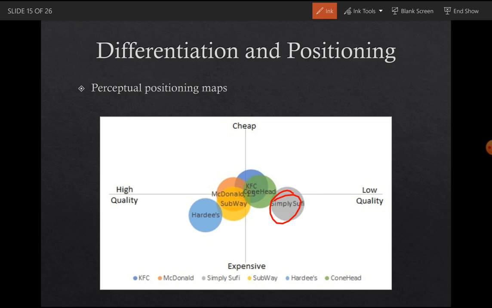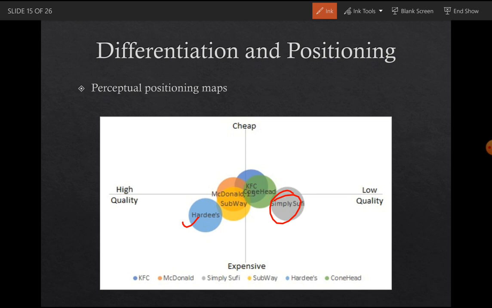Simply Sufi is of low quality, unfortunately, but the price is average, I would say. It's not expensive, it's not cheaper, it's more towards the expensive side but barely on the line. Then, compared to the rest of the products, the second one is Hardee's. You have given it quite high quality, and it is expensive, more expensive than Sufi, but very high quality.